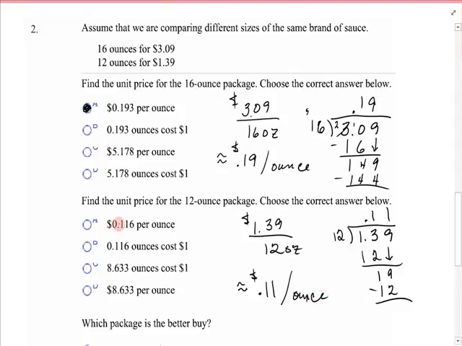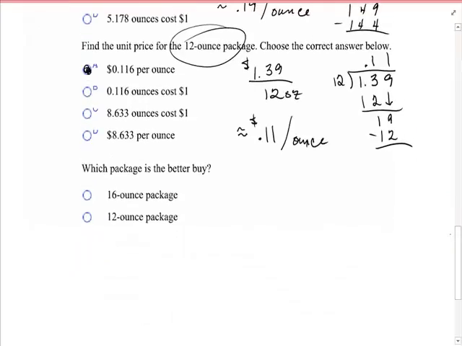So money per ounce. It turned out to be choice A again. Which one is the better buy? Well, this one is about 19 cents. This one is a little more than 11 cents. So you want the smallest cost per ounce, which turns out to be the 12-ounce package. So there we go. All right, let's do a few other problems.